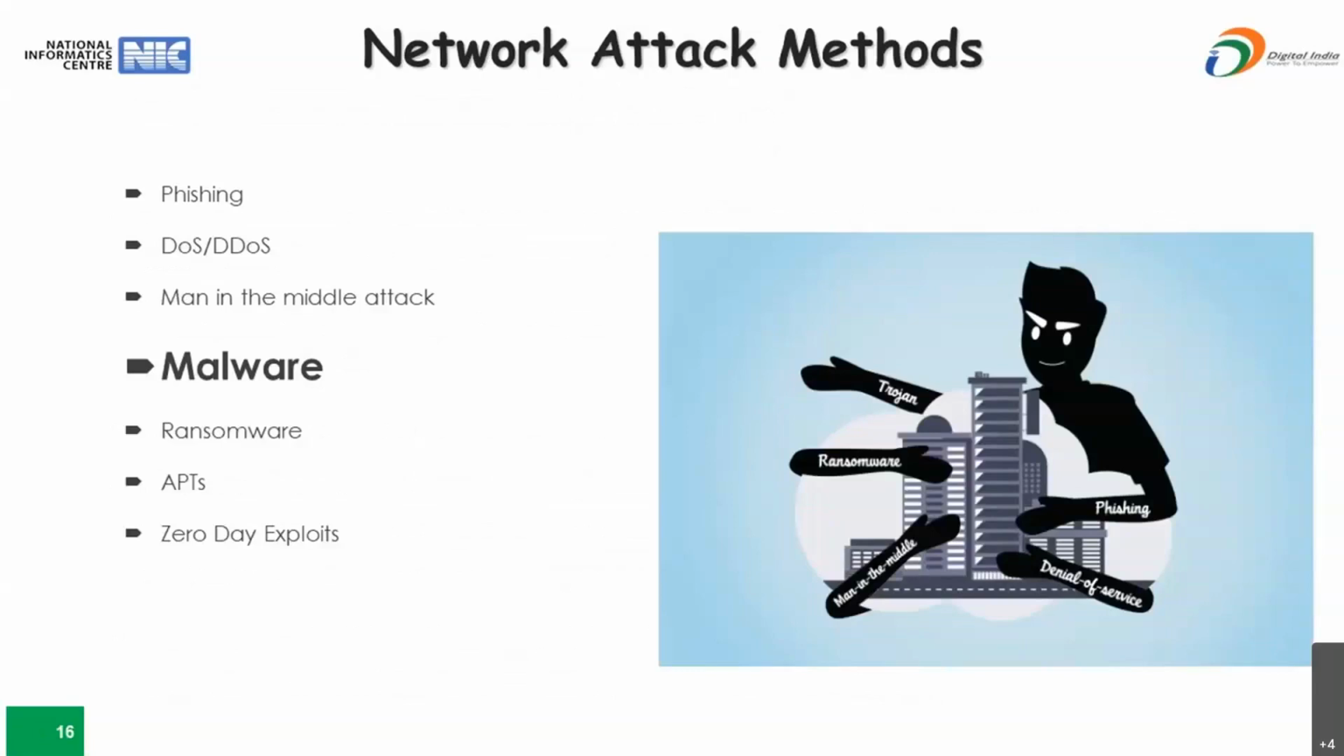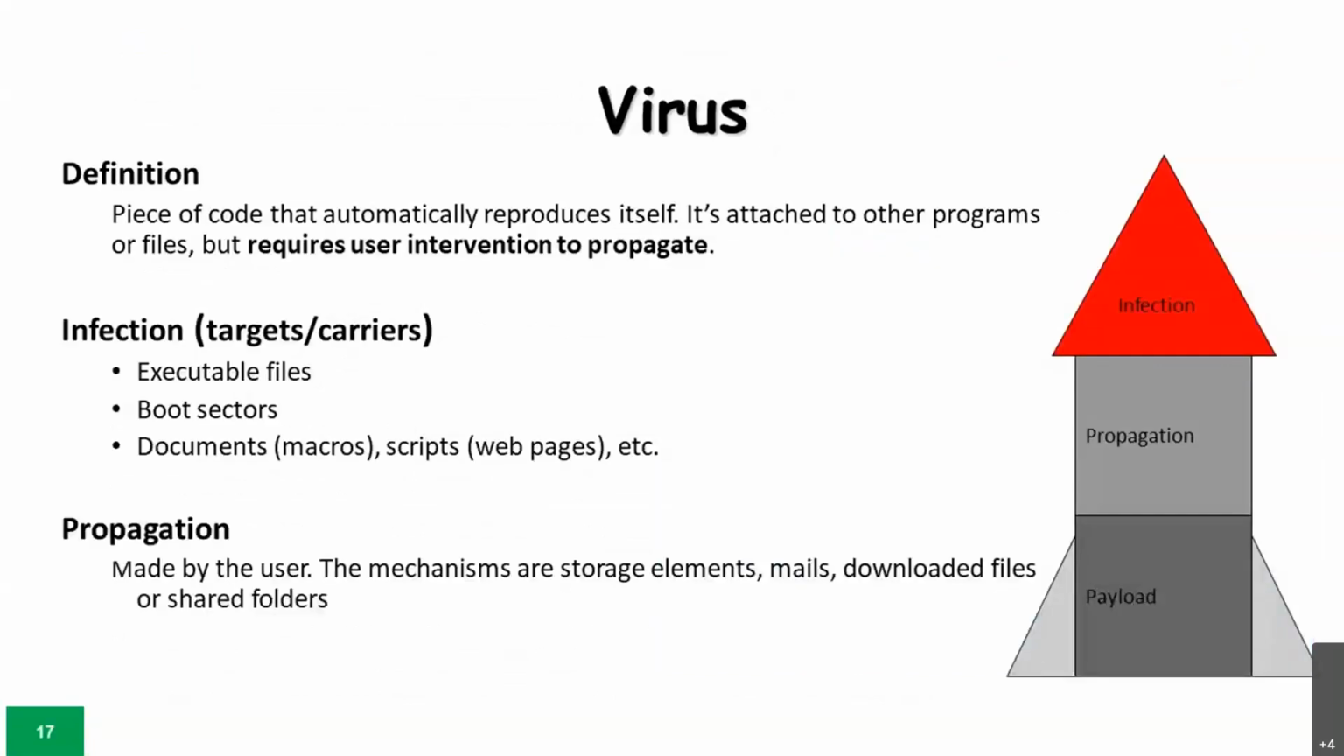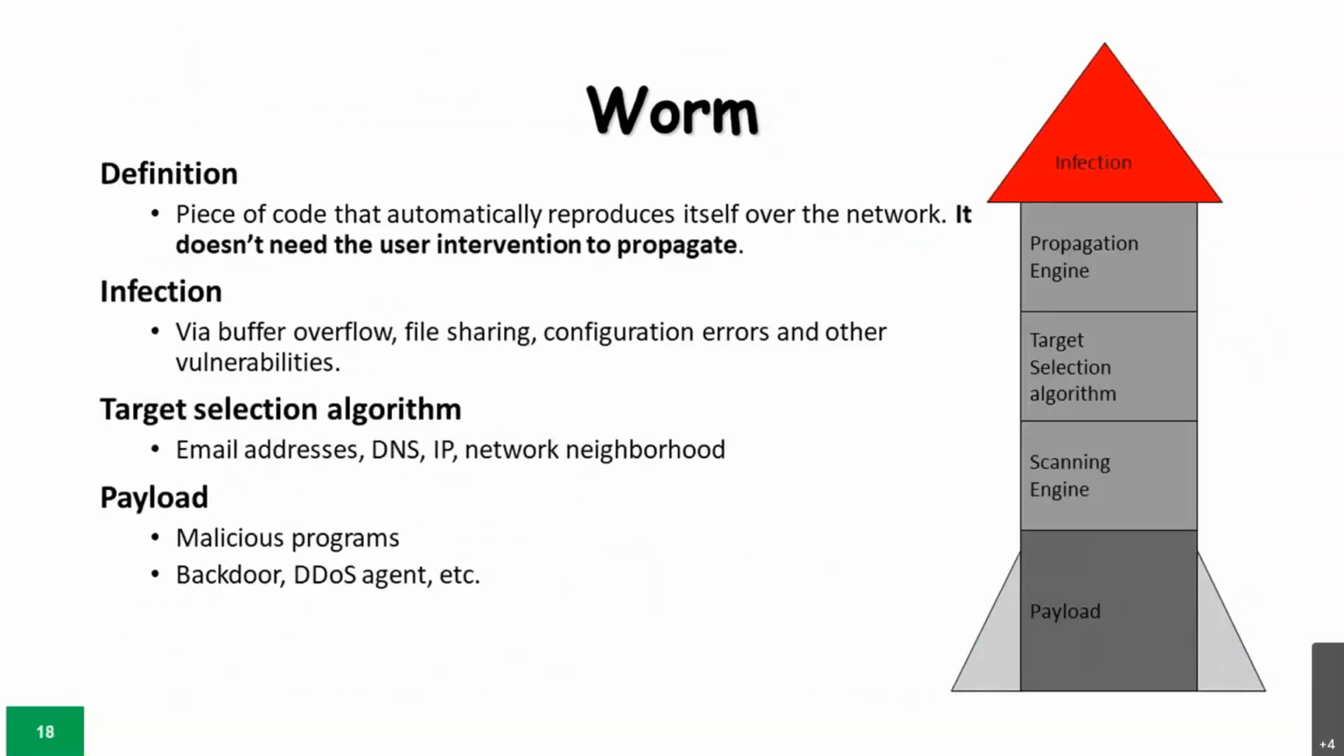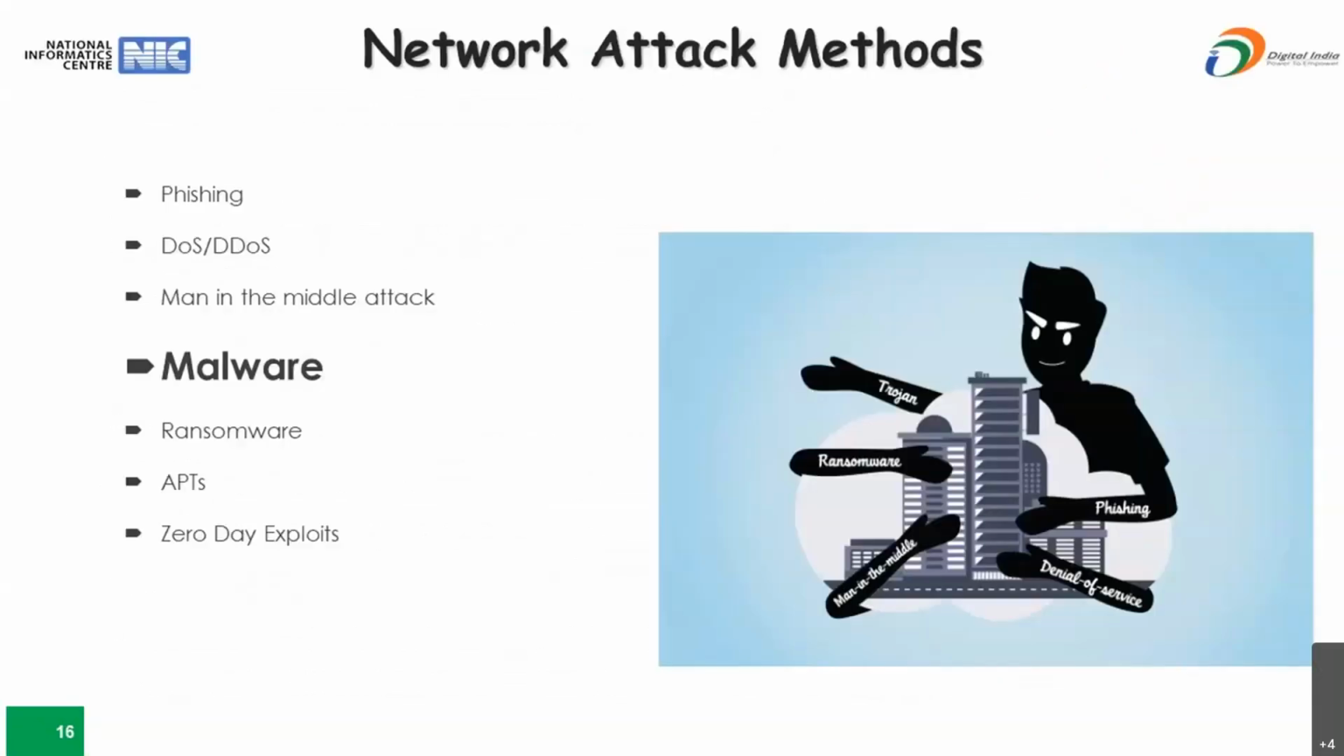Second term is malware. As you see, malware is the short form of malicious software. Mal means malicious, ware means software. These malicious software can be worms, viruses, and trojans. All are varieties of malware.